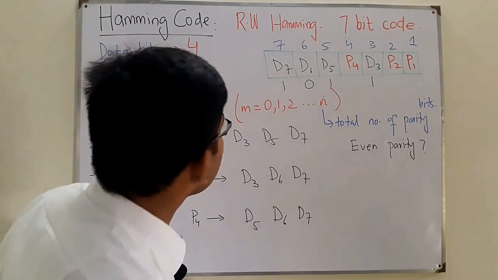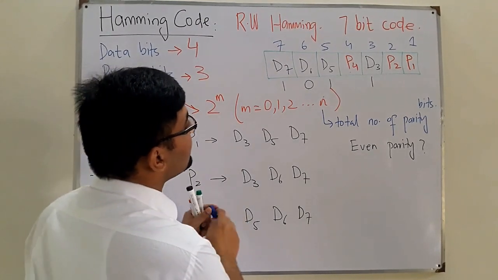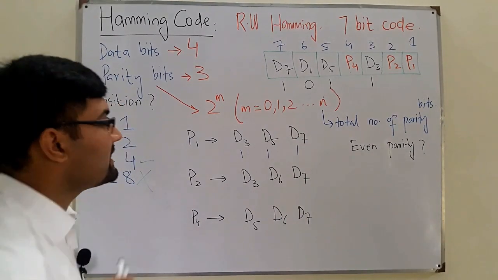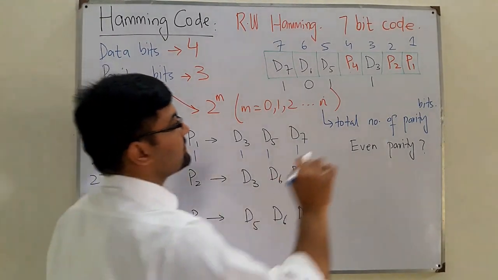Okay, so now P1 depends on D3, D5, and D7. D3 is a 1, D5 is a 1, and D7 is a 1, which means that for making them even, you have to make P1 a 1. So this P1 would be 1.